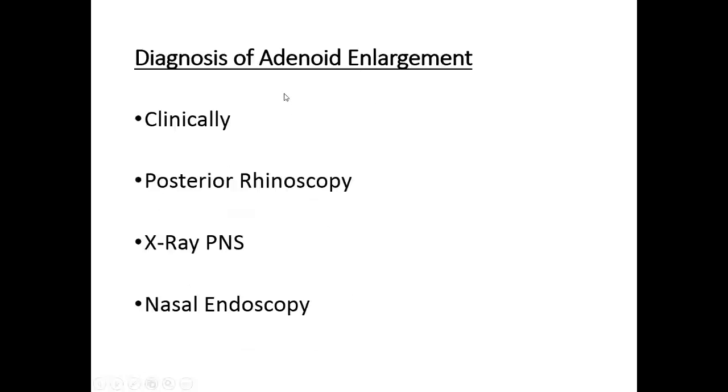A diagnosis of adenoidal enlargement can be made clinically, confirmed by examining the postnasal space with a mirror or posterior rhinoscopy, and can also be diagnosed with X-ray postnasal space and nasal endoscopy.